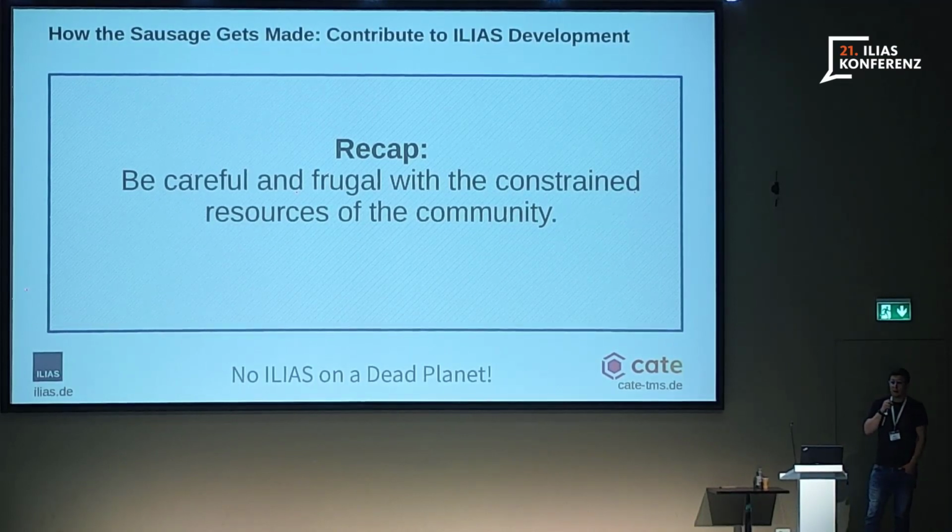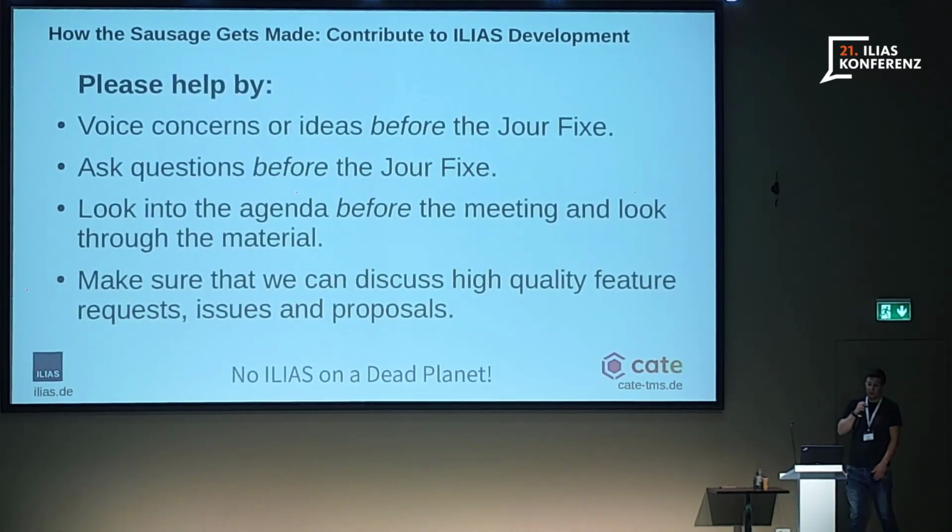We did a lot to make the Jufix more efficient in the last years, and it worked out very well, I think. But currently we are at a point where we can't decide any quicker. And so everything that can be done before the Jufix probably should be done before the Jufix. Like if you have a concern, voice it before the Jufix. That is what the feature wiki is for, or what the issue tracker is for.